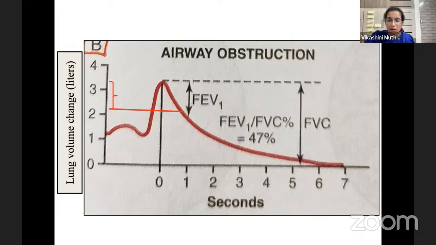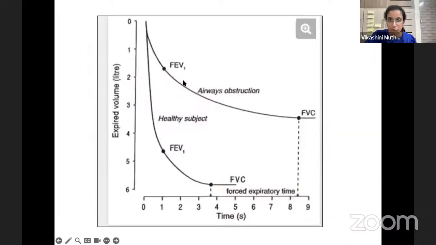See how there's a great difference in this ratio, right? That is why it's very important to take this FEV1, that is the expired volume in the first second, to the total expired volume. Though there is not a great difference in the lung volumes individually, when you take it as a ratio, there is a great difference. There was 80% and it's only 47%. So this depicts an airway obstruction. I hope it's clear for you all.